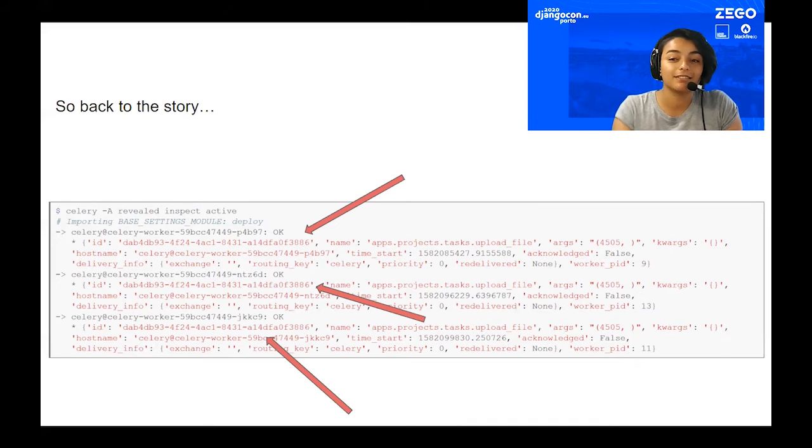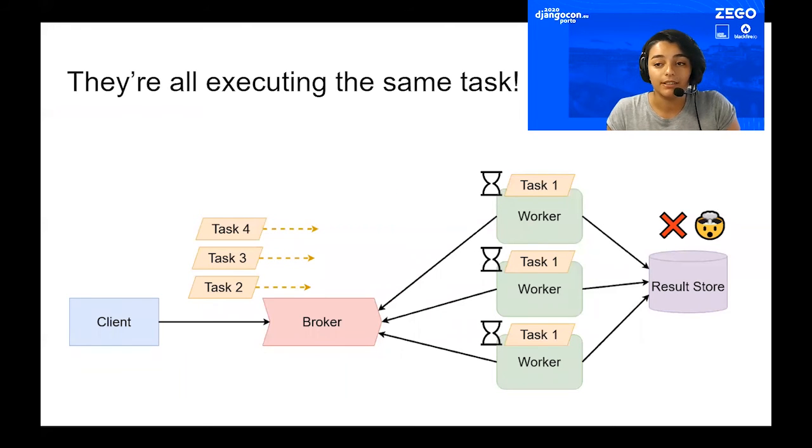This is actually a sanitized and simplified version of what the actual command's output was on that day. So they're all busy with the same task, which was very confusing because not only was it strange to have them all executing the same task, but I could see that that task was marked as successfully completed in the results store.